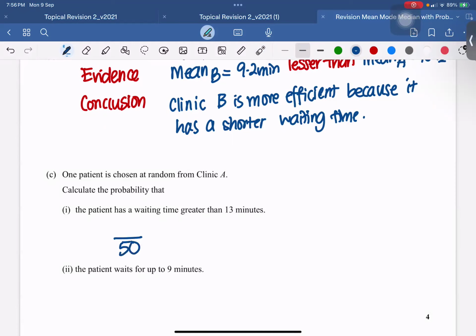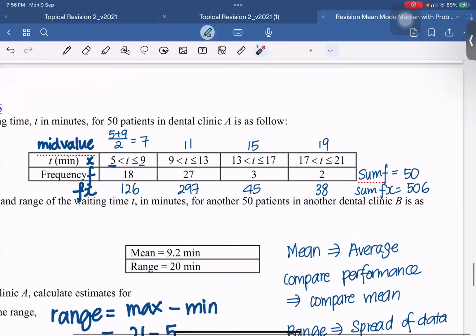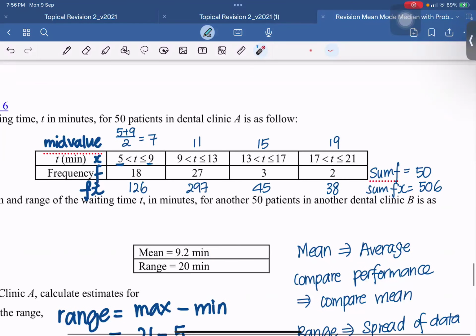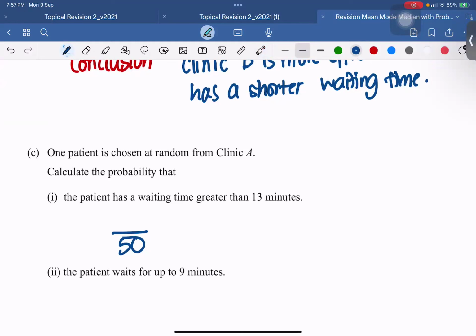I want to find the number of patients with a waiting time greater than 13 minutes, more than 13. So where are the categories that have more than 13? These are the categories that have more than 13. A total of 5 people. So there will be 5 patients out of a total of 50. And we simplify this fraction to be 1 over 10.